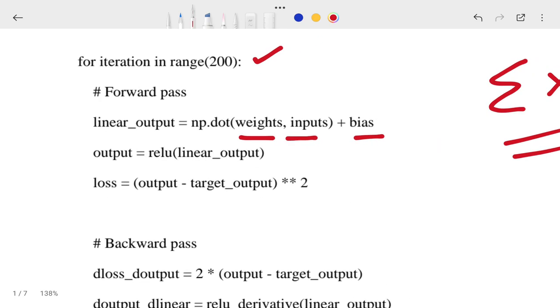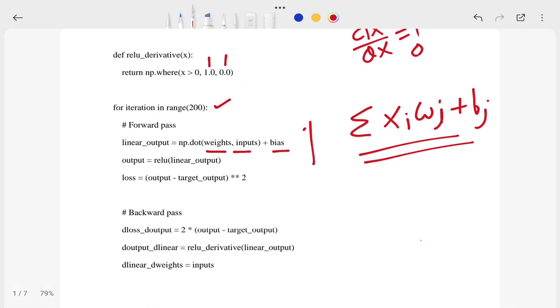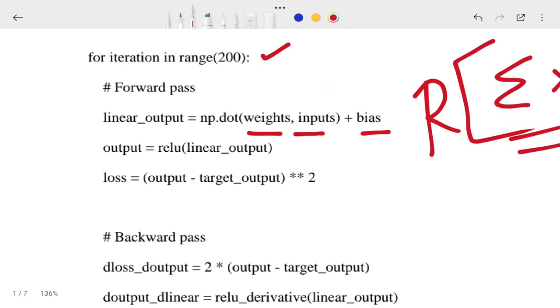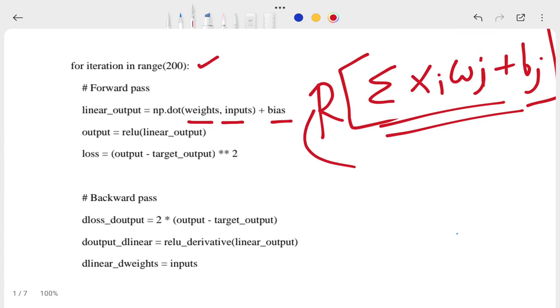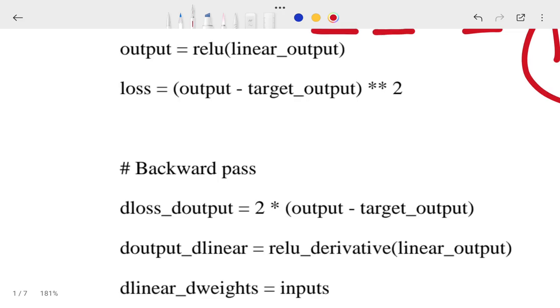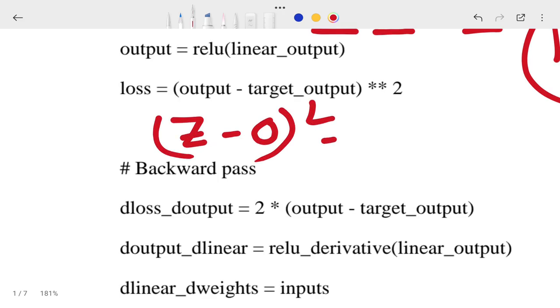After then I am using ReLU. So what is the meaning of this? Mathematical notation is this. I am using ReLU, done. Then after then what I am doing? My output, suppose this overall is z. So I am writing here (z minus output 0) whole square. So what is the value? z square. My value is z square.